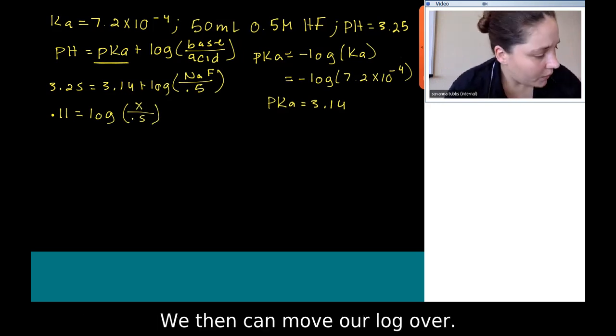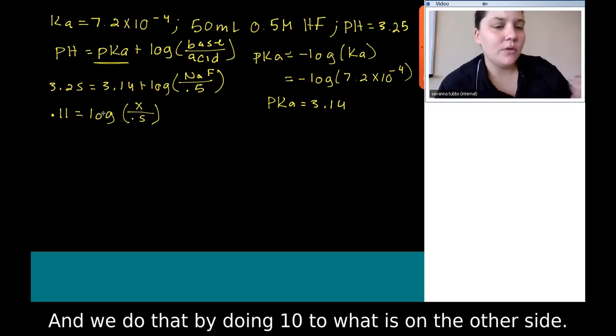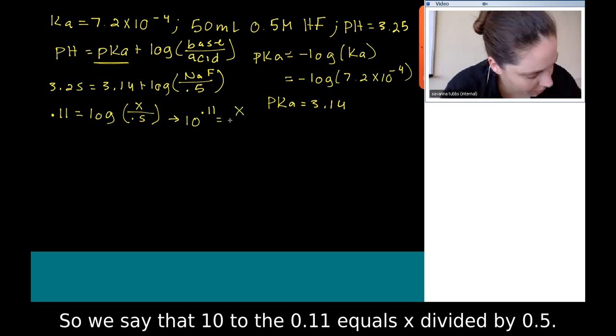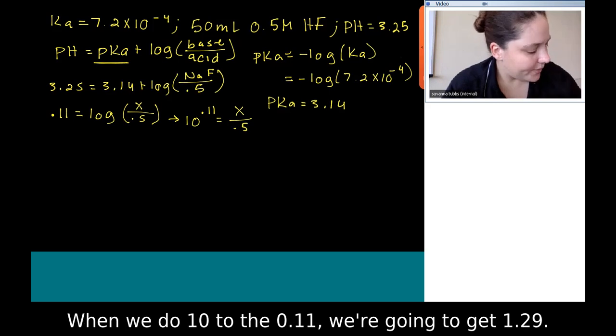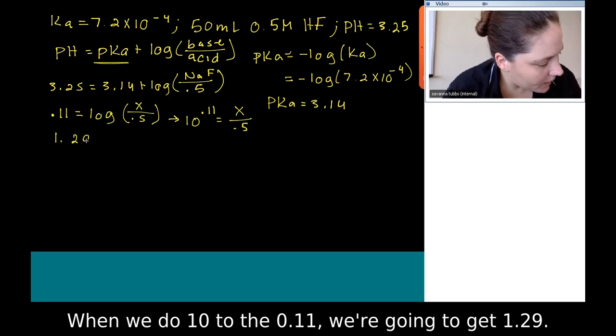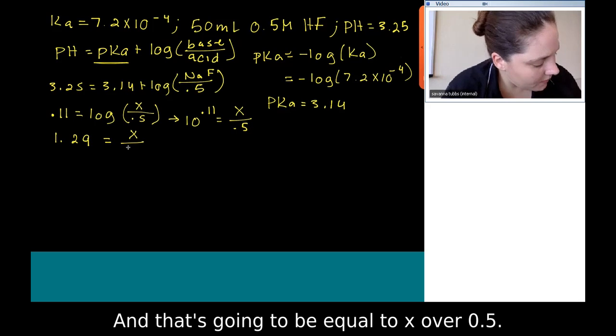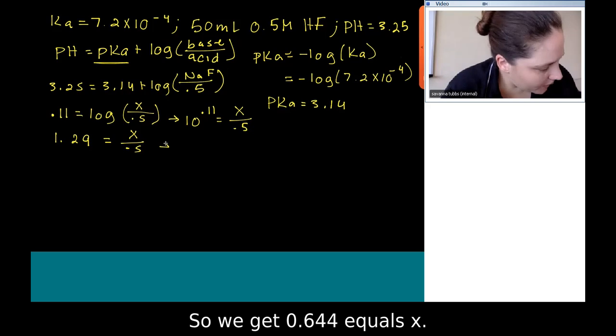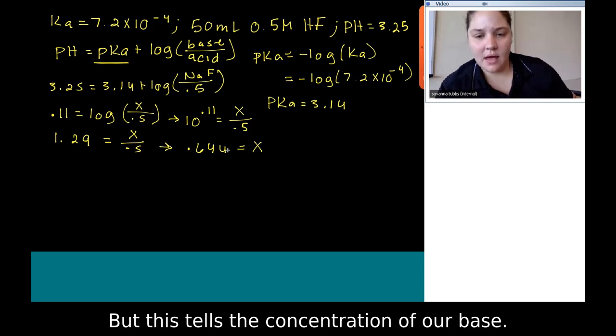We then can move our log over, and we do that by doing 10 to what is on the other side. So we say that 10 to the 0.11 equals x divided by 0.5. When we do 10 to the 0.11, we're going to get 1.29. That's going to be equal to x over 0.5. We need to multiply both sides by 0.5. So we get 0.644 equals x. So this tells us the concentration of our base.